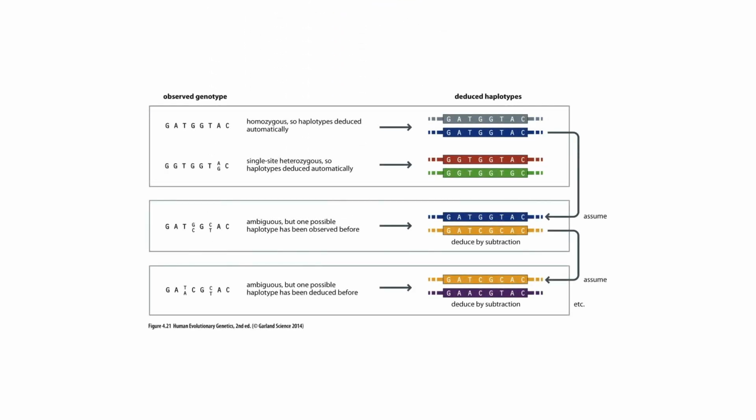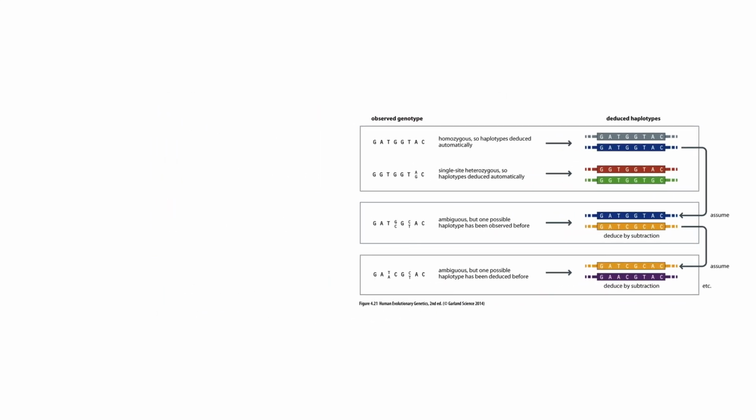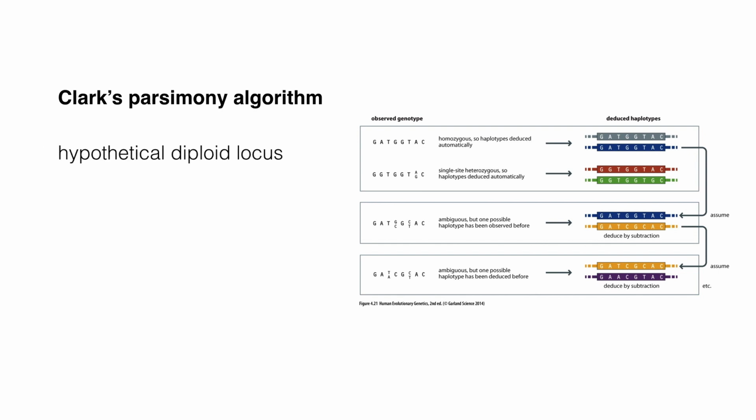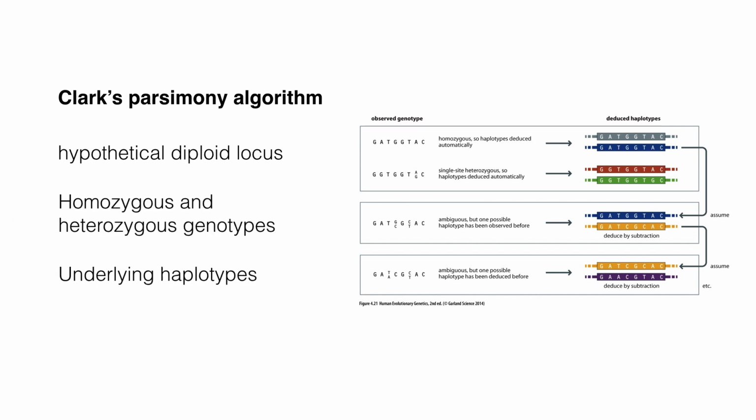Therefore, haplotypes need to be quickly phased out of the genotypic data. So to deduce haplotypes from genotypes, the easiest thing is to use Clark's parsimony algorithm, which was invented by Dr. Andy Clark. We start with a hypothetical diploid locus containing 8 SNPs, as shown in the picture. Sequencing reveals homozygous and heterozygous genotypes, and the underlying haplotypes are deducible using a parsimony principle.